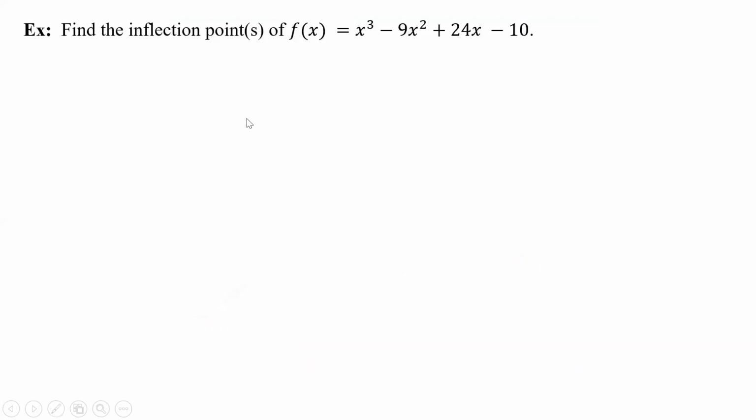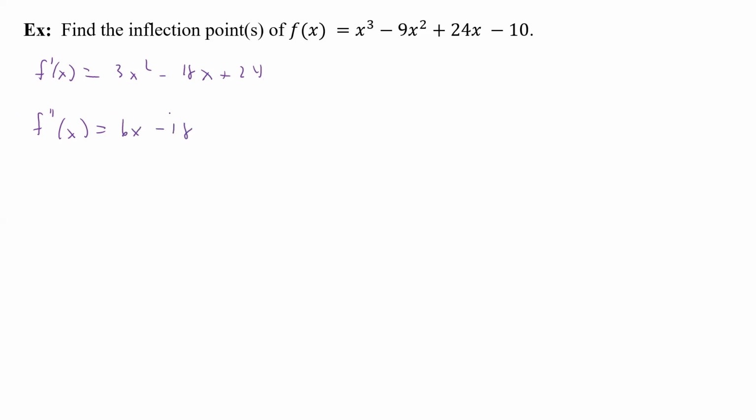And so what we're going to do now is find the inflection point of this example here. So what do we need to do? Well, first off, we need to start finding derivatives and second derivatives. So what's our first derivative? Well, that's going to be 3x squared minus 18x plus 24. Now, our second derivative is we're just taking the derivative of our first derivative. So now that's going to be 6x minus 18.